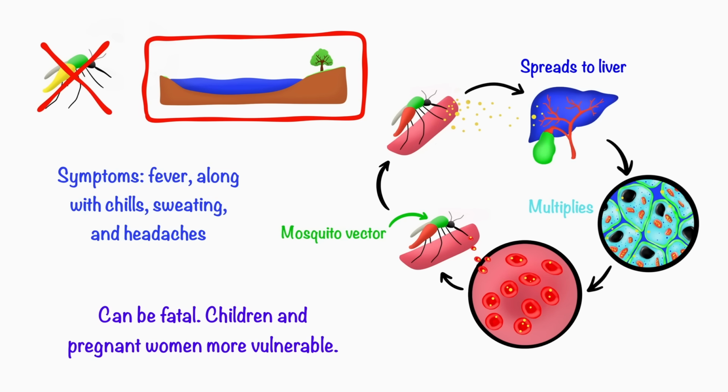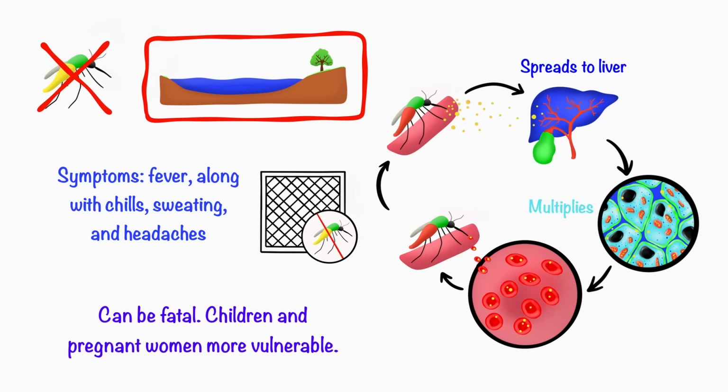This involves eliminating standing water where mosquitoes lay their eggs. Using mosquito nets while sleeping also helps avoid being bitten, as does using insect repellent. In areas where malaria is common, people may take anti-malarial drugs to prevent infection. These medications help stop the parasite from developing in the body.